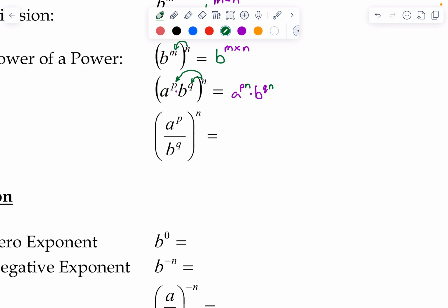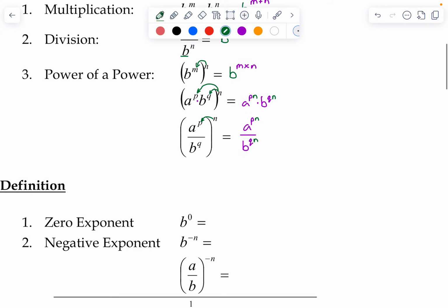You would do the same for this one too, even when it's a fraction. There's a fraction on the inside, but the same thing applies. You take this n and you multiply that exponent. So that's a put to the power of p times n, and then you have the fraction b put to the power of q, and that q is being multiplied by the n, the exponent that was on the outside of the bracket. So that's what happens when you do power to a power.